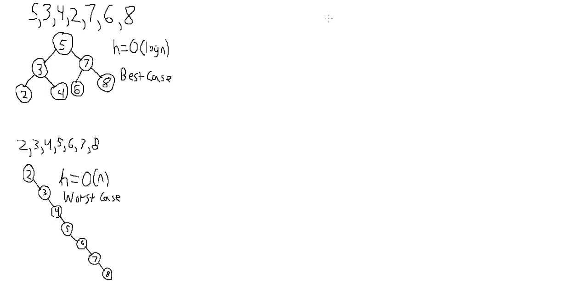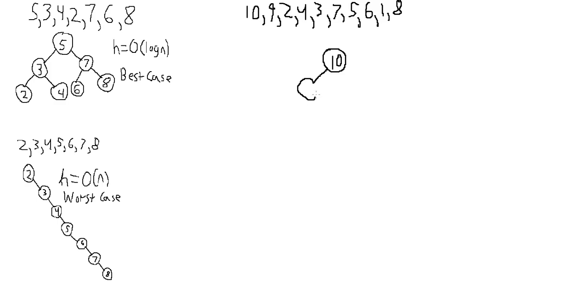So the first answer that we're looking at is going to be A, which gives the list 10, 9, 2, 4, 3, 7, 5, 6, 1, 8. We're going to insert them in that order. We put the 10 at the top. First, we insert the 9 to the left. We insert the 2 to the left of the 9.